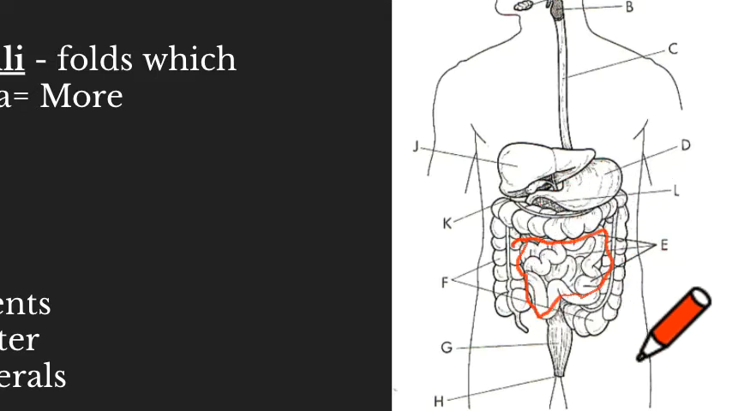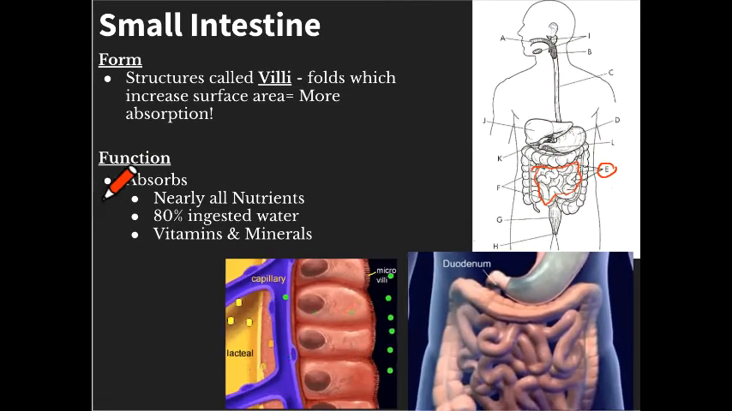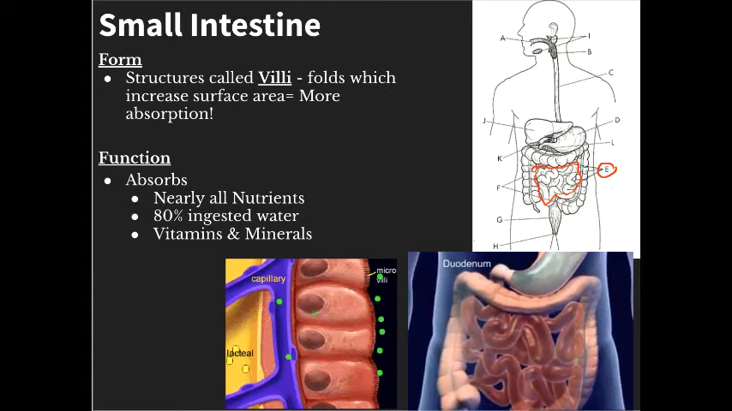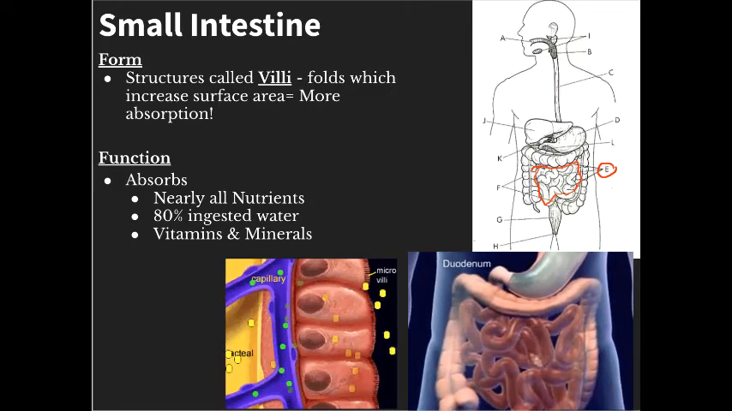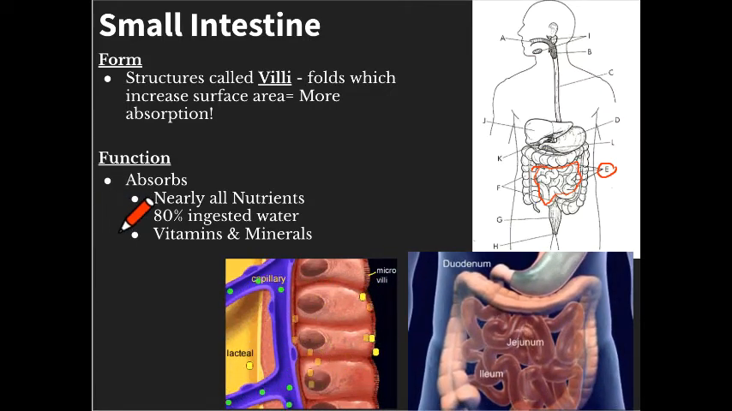All right. So looking at the small intestine, E in this case, that's where it goes first. After the stomach, it gets into this maze of intestine. This is the longest intestine. 80% of ingested water is absorbed. Nearly all your nutrients, like 90+% of the nutrients you eat, get absorbed there. Vitamins, minerals. This is where it all happens.